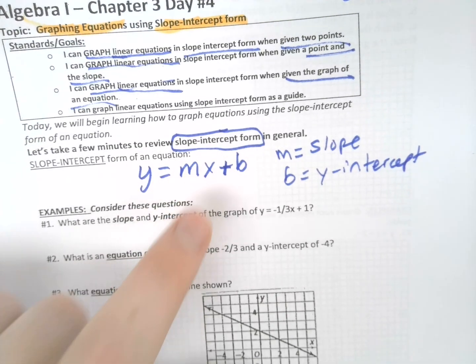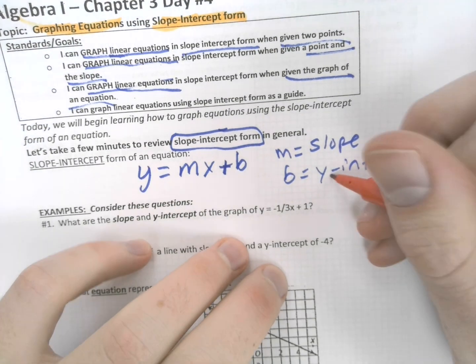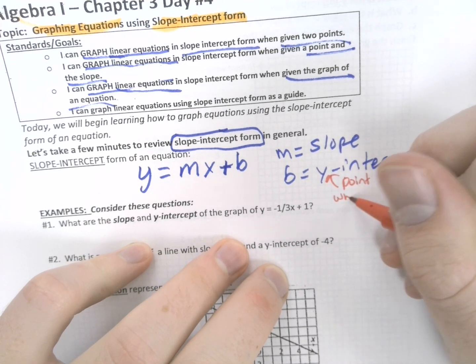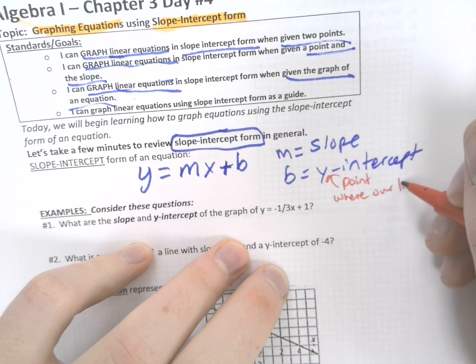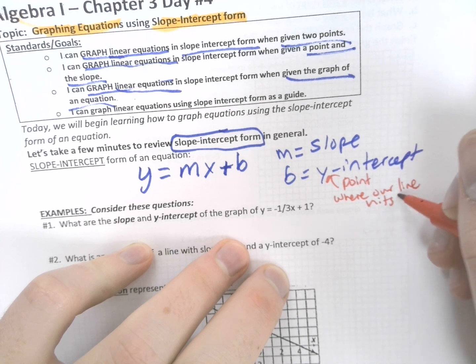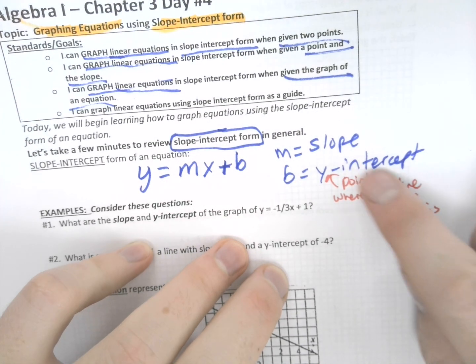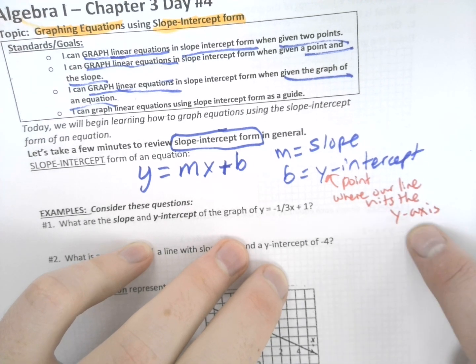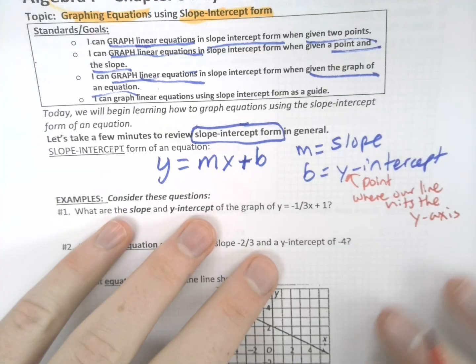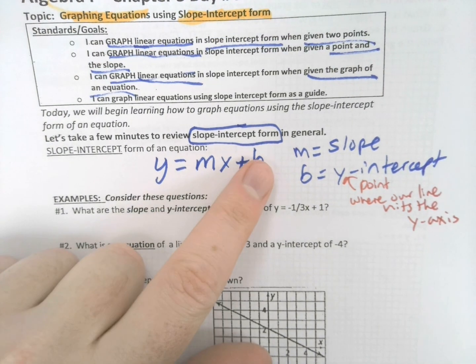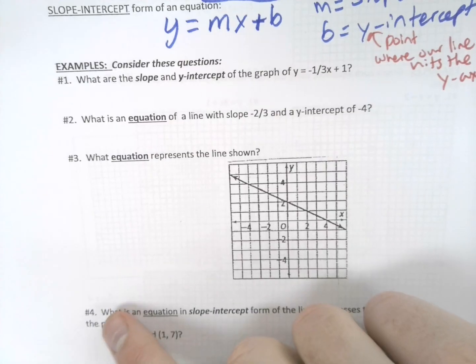And if, again, you're a little confused as to what a y-intercept is, that's the point where our line hits the y-axis. So y-intercept is the point where our line hits the y-axis. And so x and y stay x and y, unless we need to plug in a point to find b. We'll talk about that on number 4.